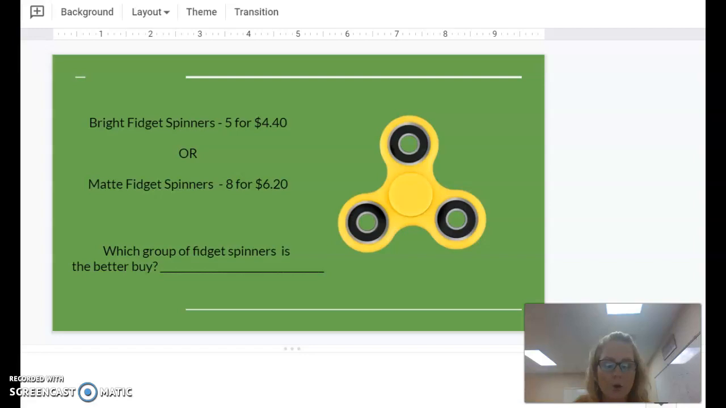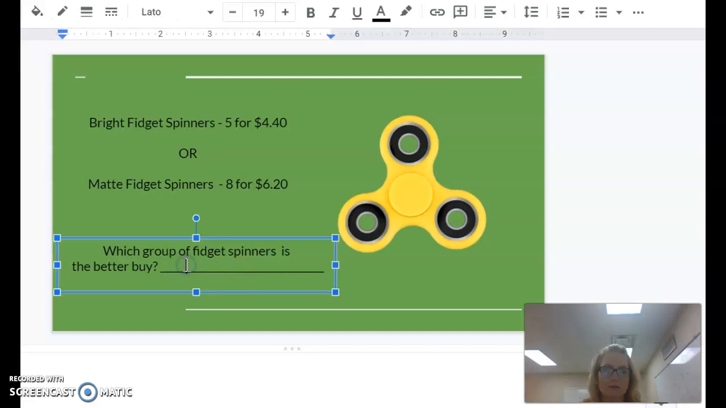In order to figure out which is the better buy, I really need to understand how much one spinner will cost from each group. To figure this out, I divided and came up with the cost of 88 cents for option 1 and 77 cents for option 2. I will then write the name of the one that has the better buy on the line.